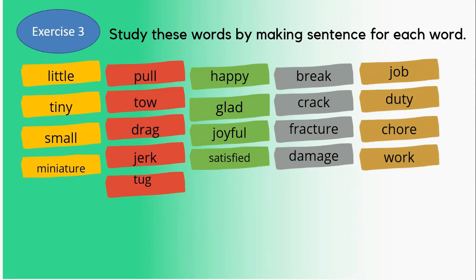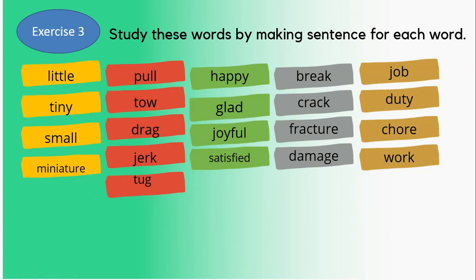Okay, let's move to the last exercise. By the way, you will do it personally. Okay, study these words by making a sentence for each word. I have given you a color to show a different synonym. So for example, look at the yellow color here. By the way, they have almost the same meaning. Okay, little, tiny, small, and miniature. But when you put that in a sentence, it might be different.